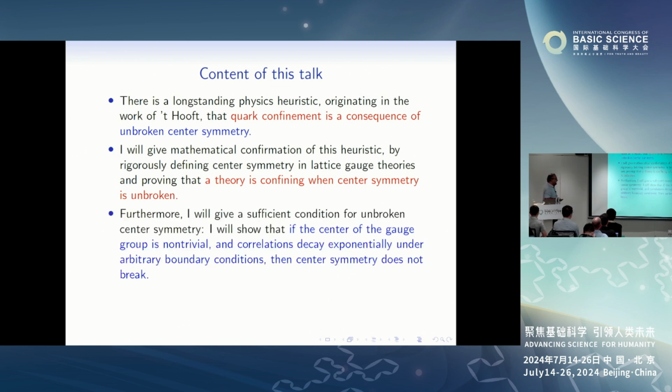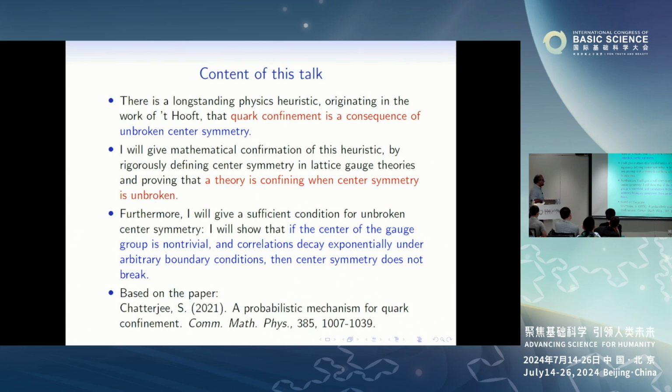Additionally, I will give a sufficient condition for unbroken center symmetry, which is possibly not a necessary condition. I'll show that if the center of the gauge group is non-trivial and correlations decay exponentially under arbitrary boundary conditions, then center symmetry doesn't break. But possibly there are better conditions, and at least it gives you some kind of a foothold here. This is about 3 years ago, and it's based on this paper.